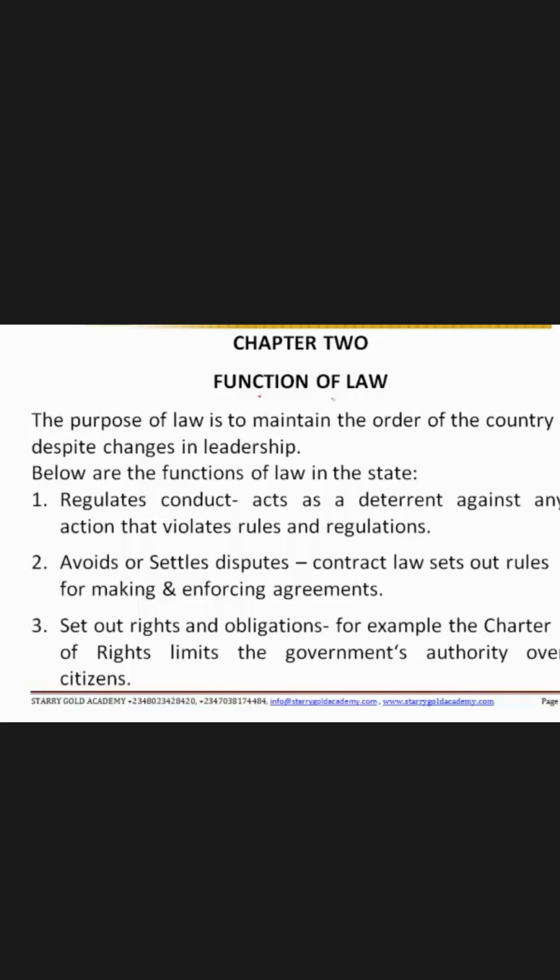So now we want to talk about the function of that law. Alright, so the purpose of law is to maintain the order of the country despite changes in leadership. So you can see that one purpose of law is to maintain order of the country despite changes in leadership. Whether the government changes, the law is still the same, it is used to maintain order.